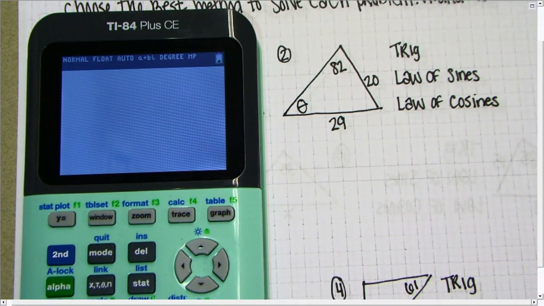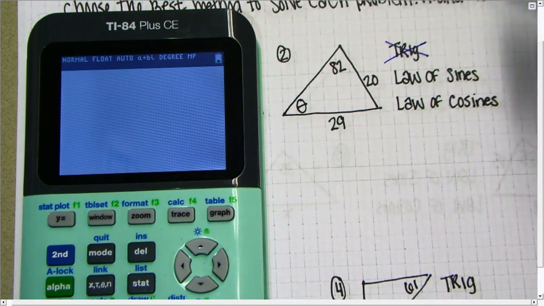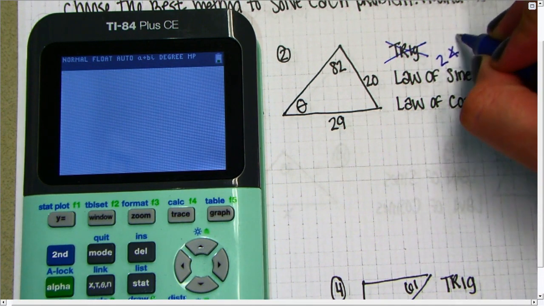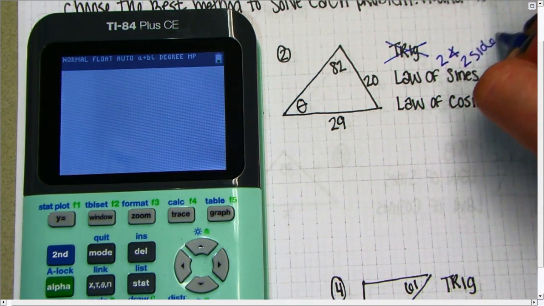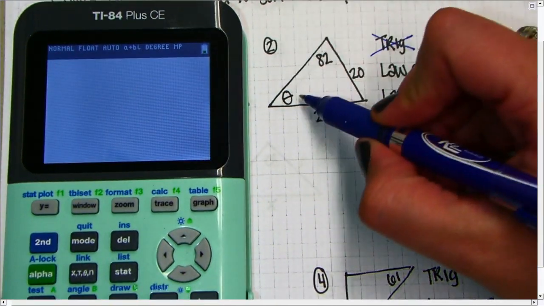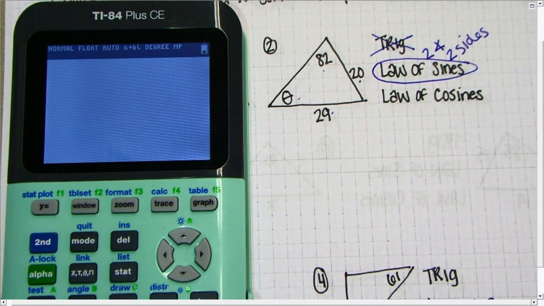Okay, next one. I see no 90-degree angle, so trig is out. Remember the difference between the two? The law of sines requires two angles and two sides because it's a proportion, so it has to be even. Looking at our problem, I see two angles and two sides, so law of sines is my appropriate method.